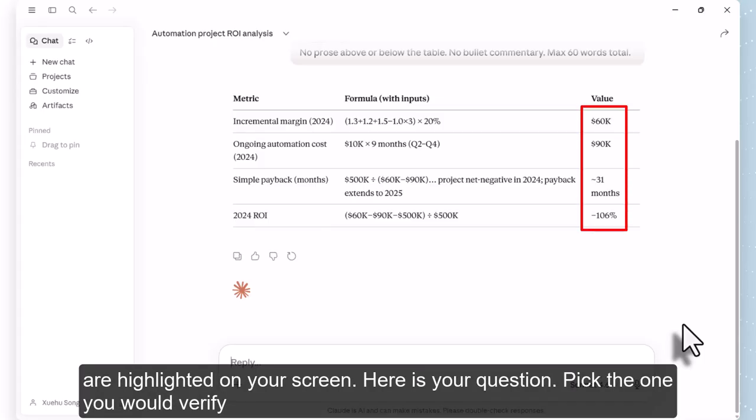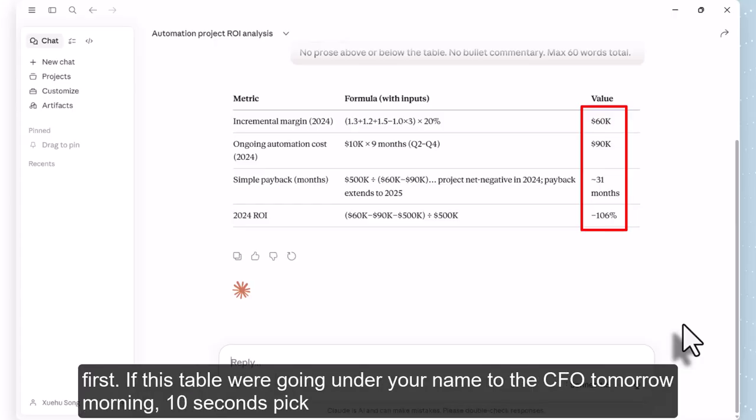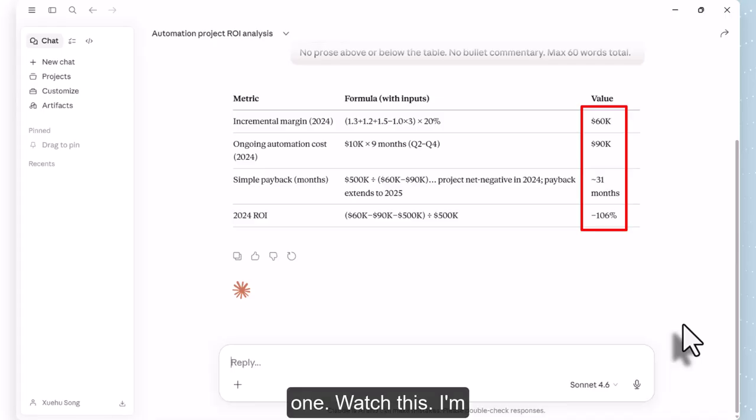4 values are highlighted on your screen. Here is your question. Pick the one you would verify first if this table were going under your name to the CFO tomorrow morning. 10 seconds. Pick one.